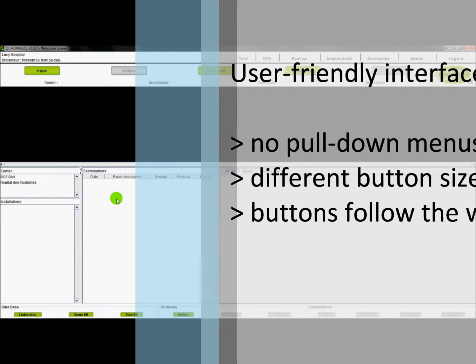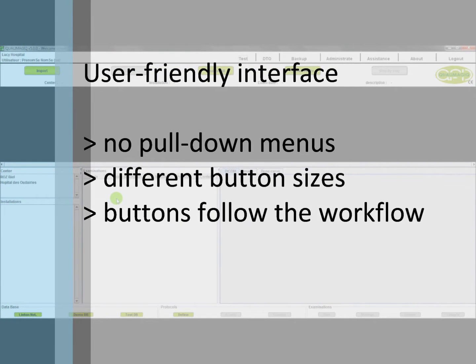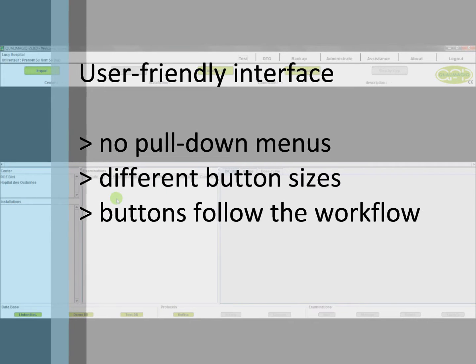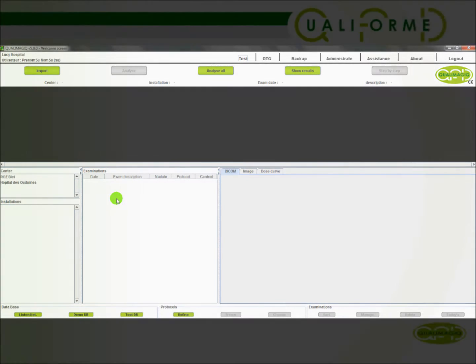The interface has been designed to accompany and guide you in performing the automatic analysis of your quality controls. No pull-down menus, so everything's just a mouse click away, thanks to the user-friendly buttons. Those buttons used more frequently are larger in size for easy access. The buttons are displayed in workflow sequence for intuitive operation.